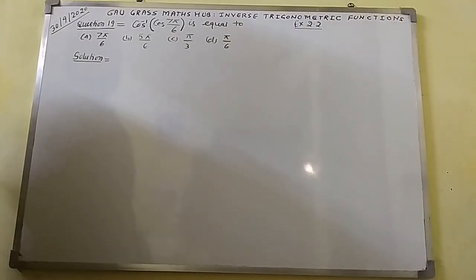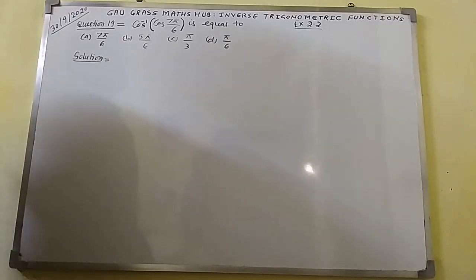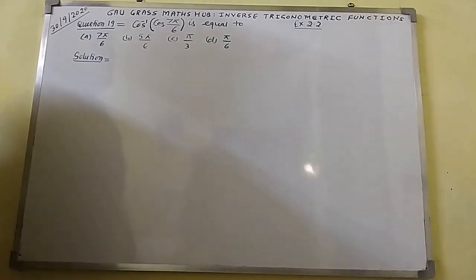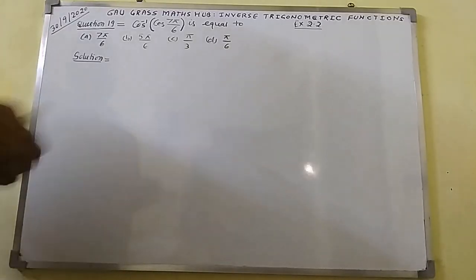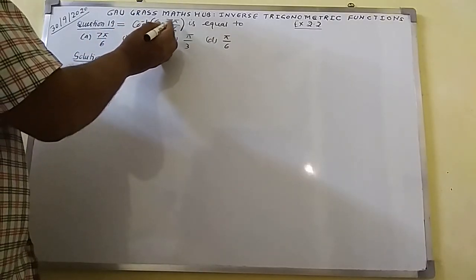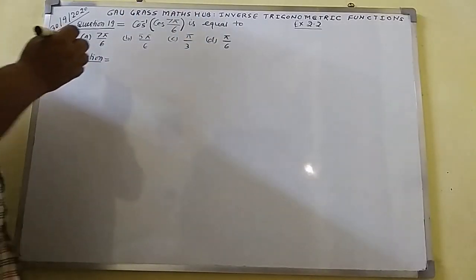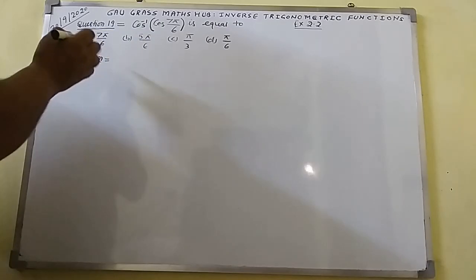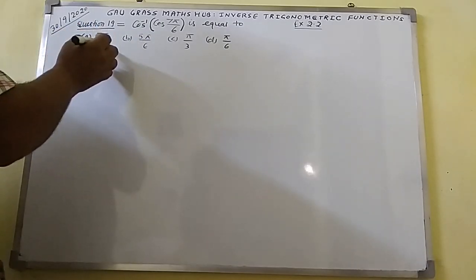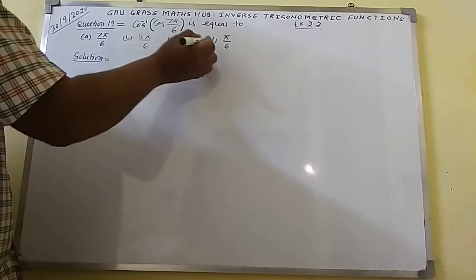I am going to discuss one question that has been taken from exercise 2.2 of Inverse Trigonometric Functions, that is chapter 2 of NCERT Class 12 Maths. Question number 19: cos inverse in bracket cos 7 pi over 6 bracket close is equal to. Four options are given. First option A is 7 pi by 6, B is 5 pi by 6, C is pi by 3, D is pi by 6.